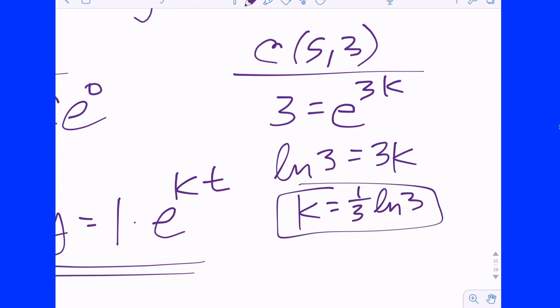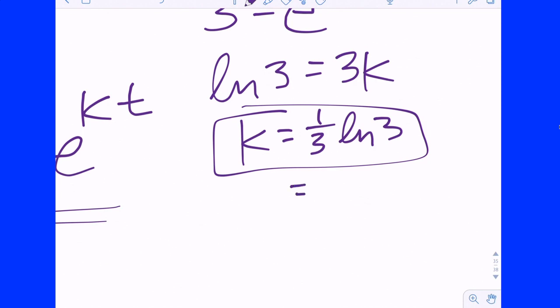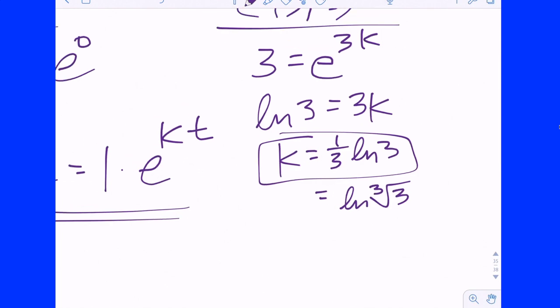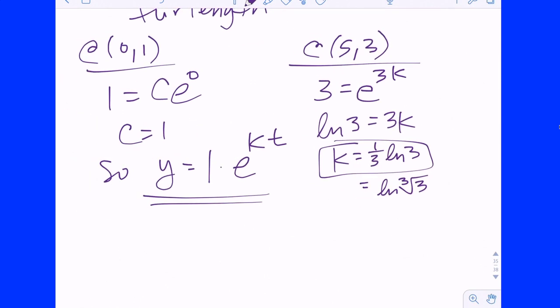Sometimes multiple choice questions just ask you to find the value of k, and that would be an answer choice, of course. If that's not an answer choice, it could be the natural log of what? We bring the 1/3 up: cube root of 3. They like to play with logs. So that right there, in and of itself, makes a great multiple choice question. But what we want to do is write our model.